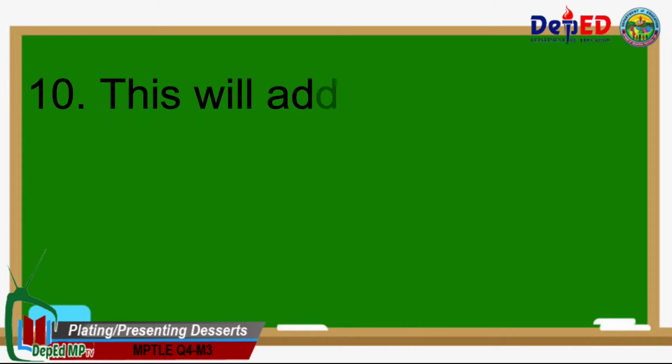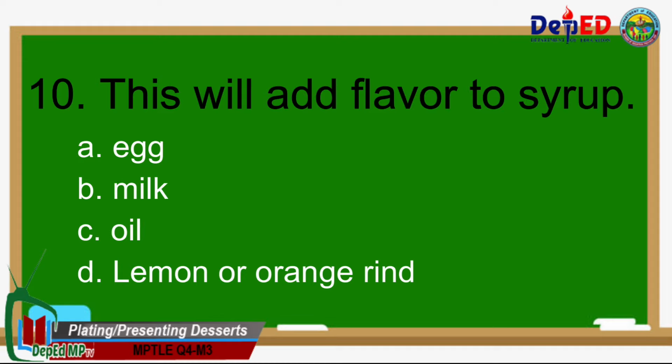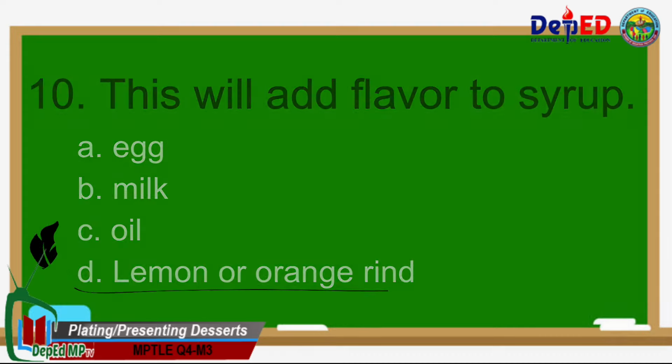Number 10. This will add flavor to syrup. Letter A, egg. Letter B, milk. Letter C, oil. Letter D, lemon or orange rind. The correct answer is letter D.